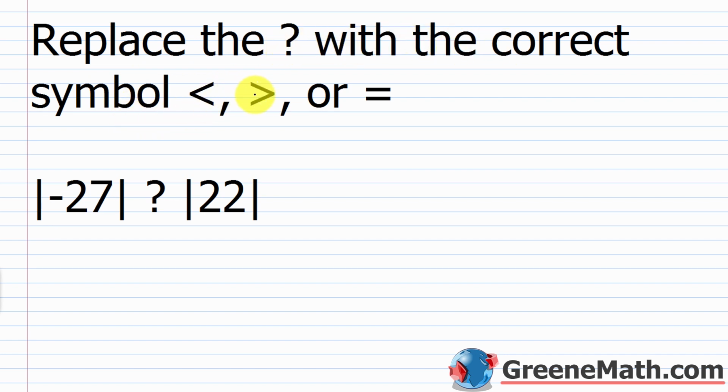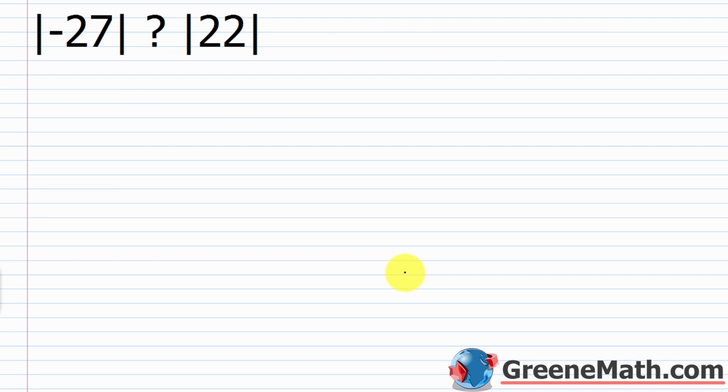Now we want to replace the question mark with the correct symbol. So we have less than, greater than, or equal to. For the first one, we're going to look at the absolute value of negative 27, question mark, the absolute value of 22. First let's think about what these are worth. The absolute value of negative 27 is 27, and the absolute value of 22 is 22. For this one, it was negative, so we just made it positive. For this one, it was positive, so it just stayed the same.